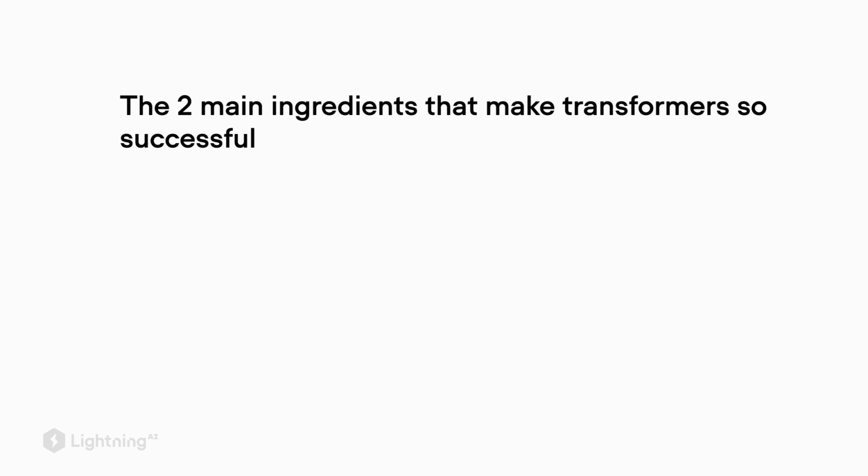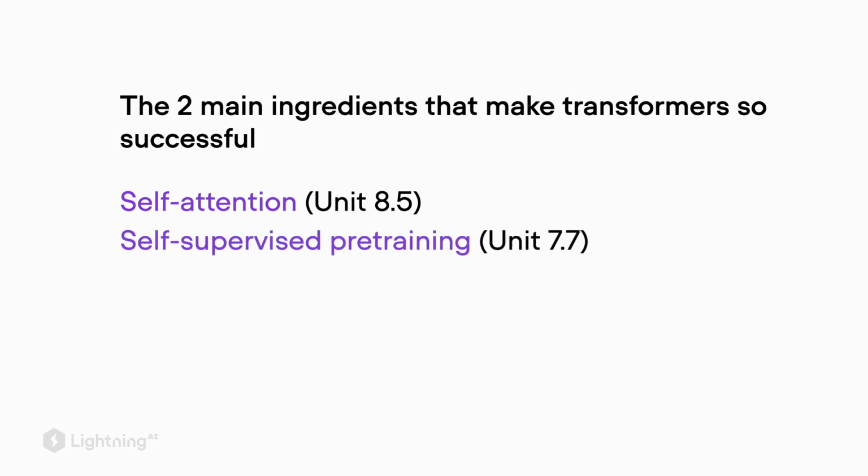But what all these transformers and approaches have in common is that there are two main ingredients that make them successful. The first ingredient is self-attention, which we already covered in Unit 8.5. The second ingredient is self-supervised pre-training, which we covered in Unit 7.7. Back then we talked about self-supervised pre-training in the context of computer vision. Now we are taking this concept and see how it works for transformers in a natural language processing context.